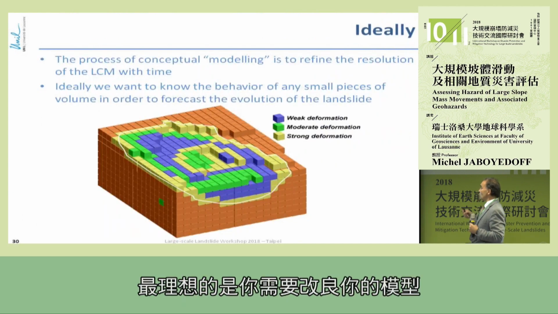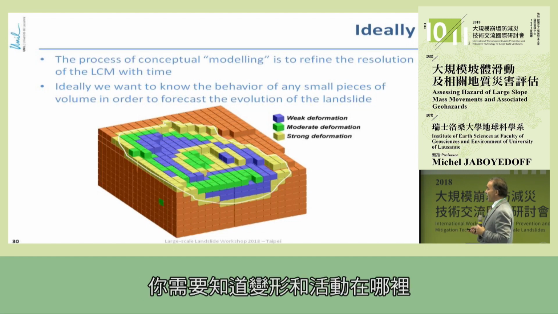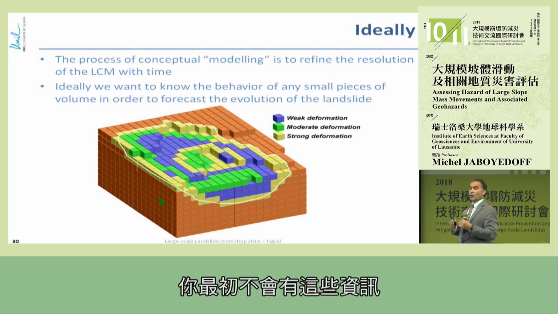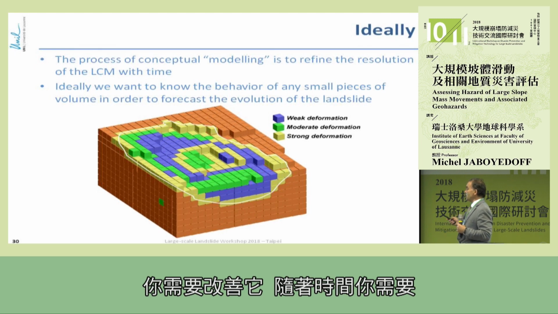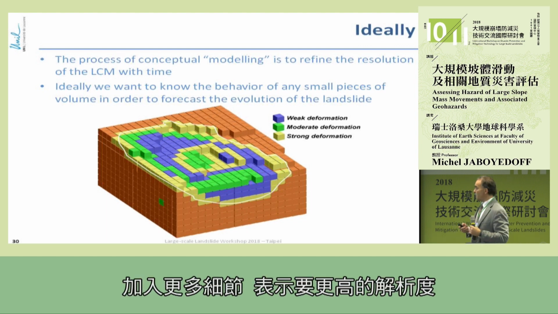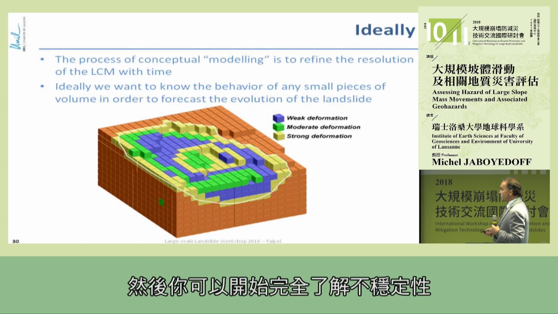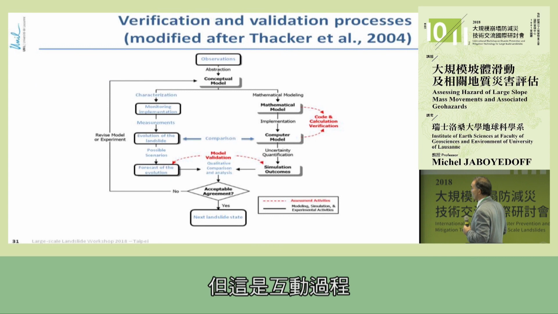Now, ideally, you need to refine your model. What you need to do is find where are the formations, where is the activity. At first you will not have so much information, and then you need to improve it. And with time you need to go to more detail, which means higher resolution. And then you can start to understand fully your instability. But this is an iterative process.